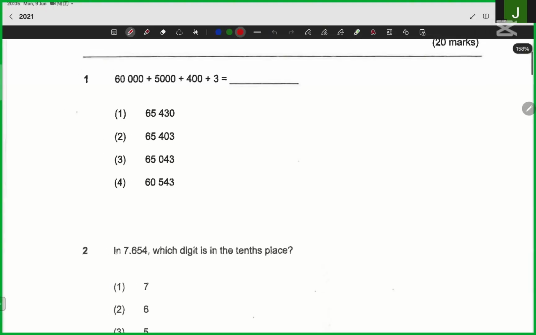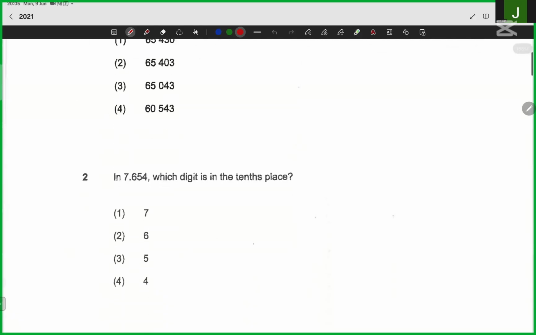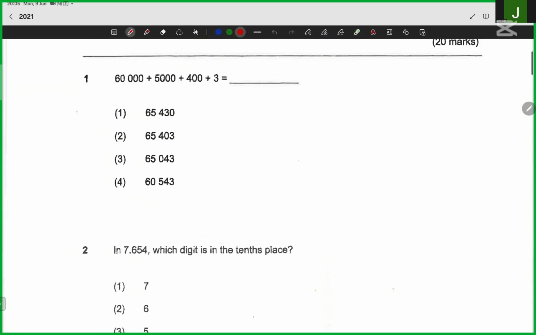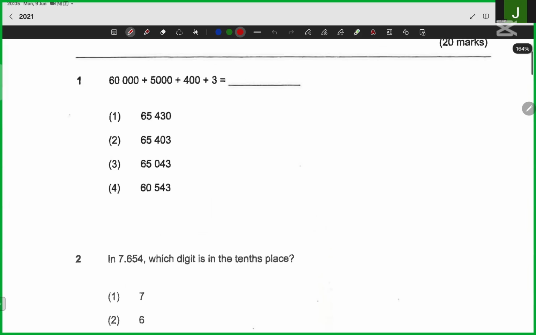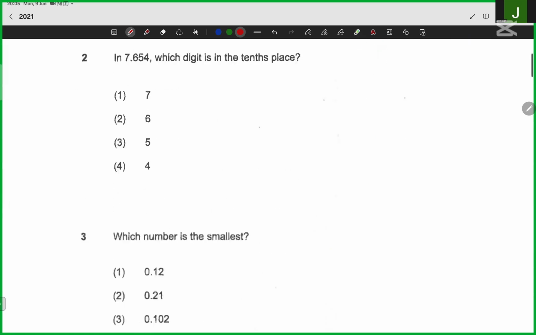Okay, question one, 60,000, 5,403, right? This kind of question you must definitely get correct, huh? So nothing much to explain for this, just be able to get the answer. Question two, which digit is in the 10th place, right? The digit 6, okay? So all these are free marks.